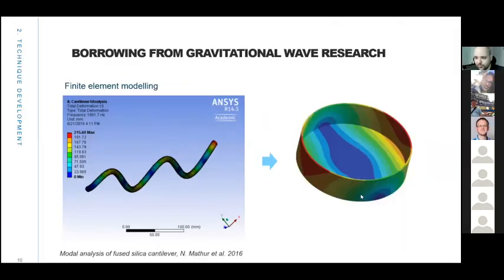The last technique that we've been using quite extensively is finite element modeling, and this is quite a common sort of analysis that is seen in gravitational wave research, particularly around mirrors and their suspension wires. So this is a fused silica cantilever that's been modeled in ANSYS in modal analysis. And you can see that we've borrowed this technique to look at our Petri dishes to try and understand which frequencies will excite resonance, so that we can understand what the cells are going to be experiencing if they're growing on one of these surfaces.